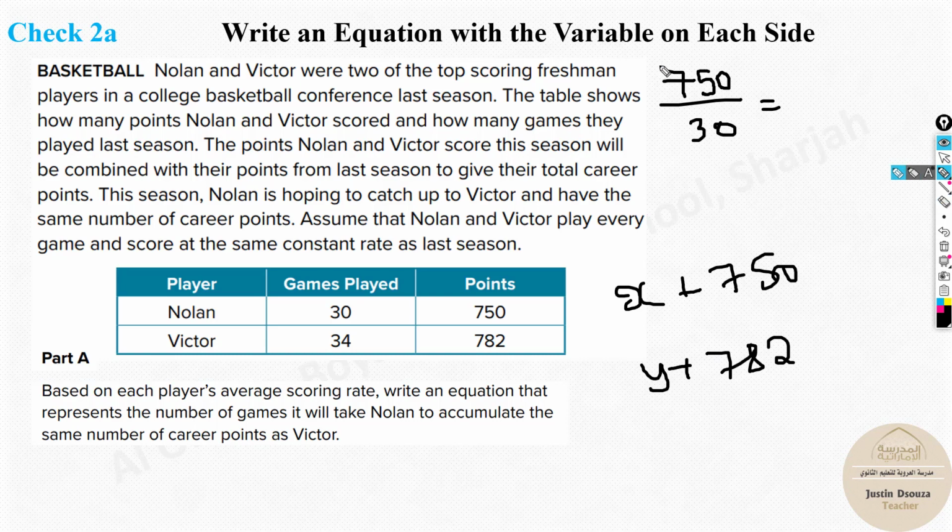That's all. Now here it is 750 by 30, so it will be 0 cancels. 25 3s are 75, so it's 25. So he scores 25 points each match.